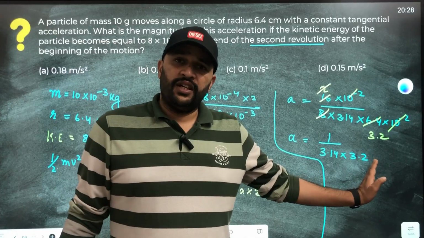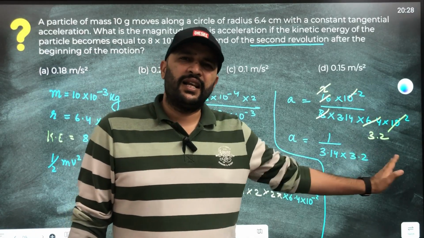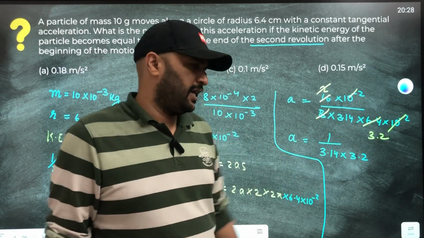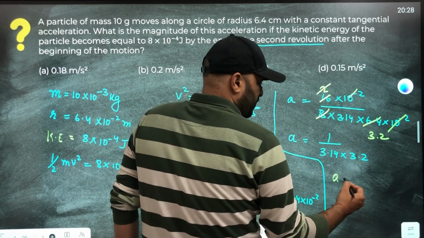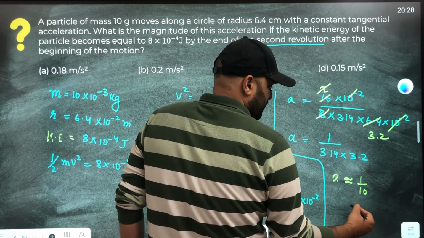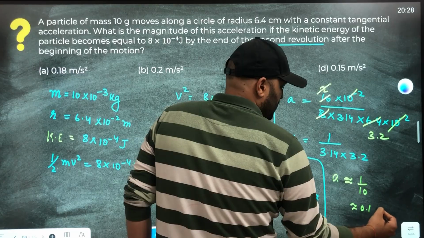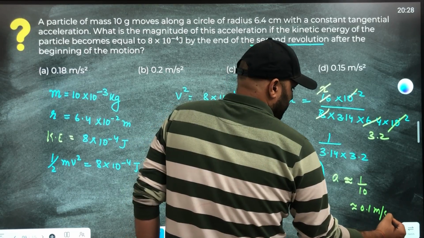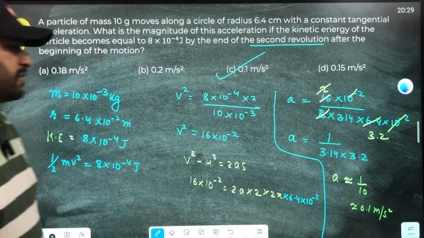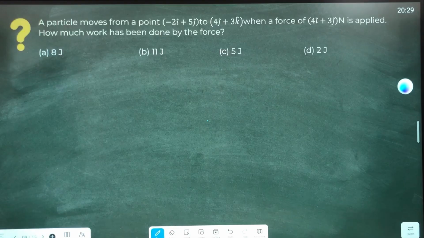3 3s are 9 straight away, but if you nearly take it as 9, because there is 1.414 also and here 2 also, so nearly approximately I am just taking it as 10. So A will be nearly equal to, not equal to, 1 by 10. Now 1 by 10 is nothing but nearly equal to 0.1 meter per second square, correct? So the correct answer is 0.1 meter per second square, option C. Let's see the next question.